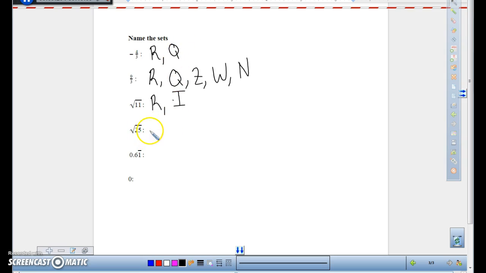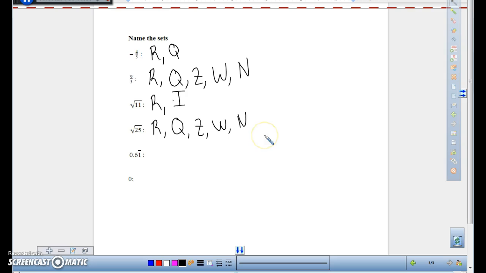Square root of 25, the square root of 25 is 5, so 5 is a real number. It can be written as a fraction, so it's rational. 5 is an integer as well. It's a whole number, and it's a natural number.